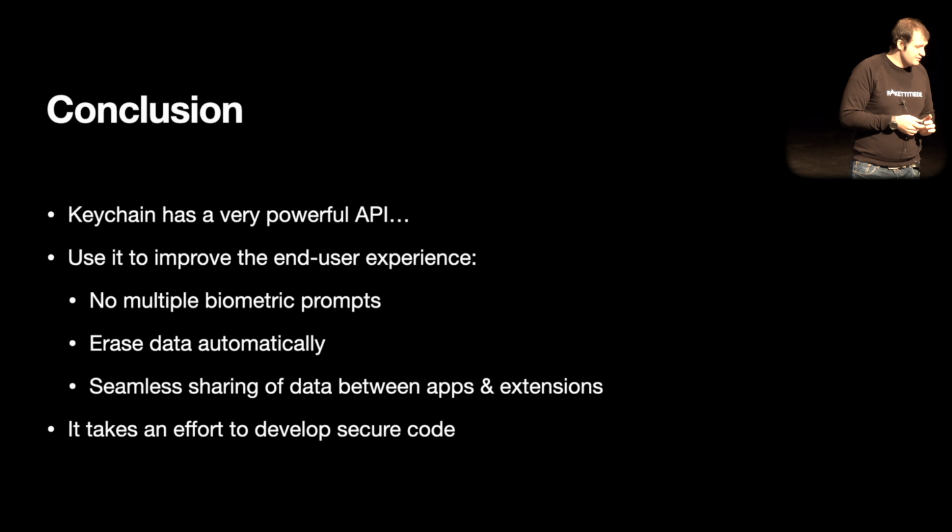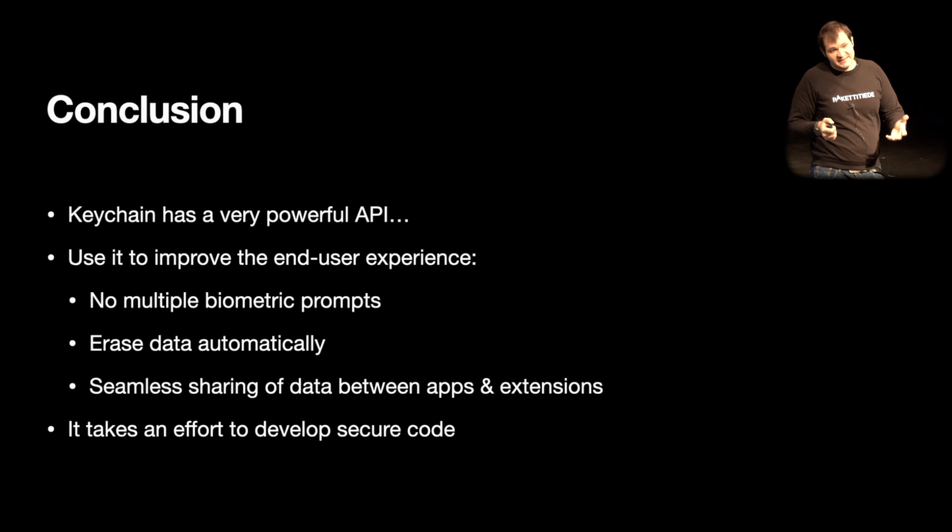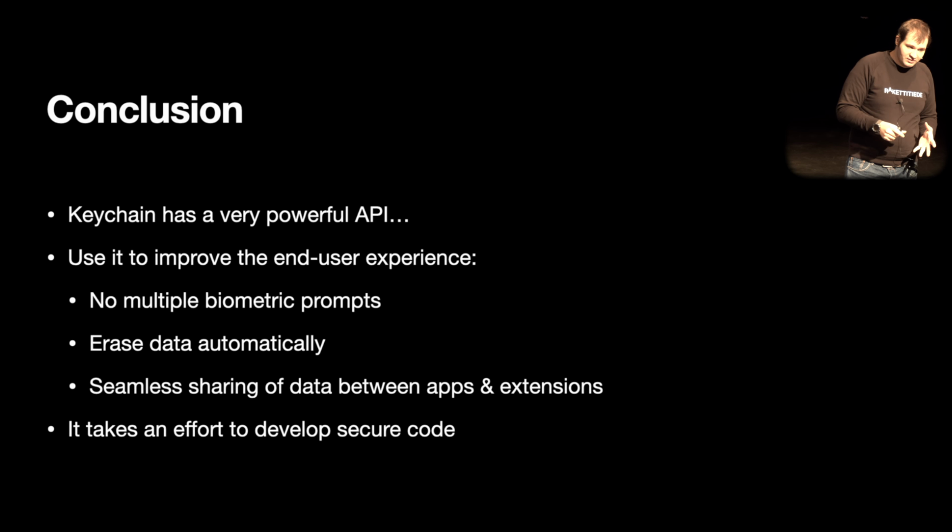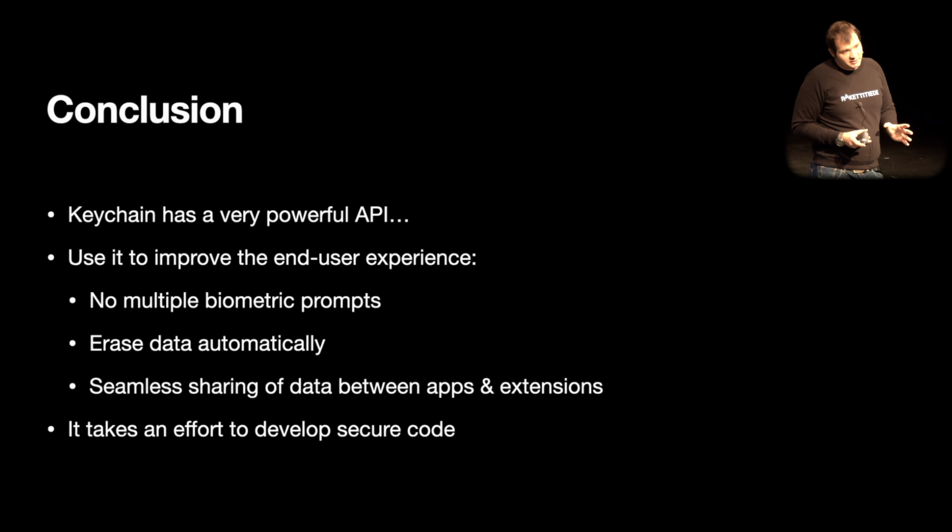And to conclude, the Keychain has a very powerful API. I recommend to use it to design different flows to improve your user experience. For example, no multiple biometric prompts like some authenticator apps do all the time. They prompt you like 3 times to just get 1 number. You know why now? The automatic data erasure, that when the user deletes the app, the data is gone as well, and it's secure, and seamless sharing of the data between multiple apps and extensions. So it takes an effort to develop secure code, but the Keychain not only can help you with that, but it can actually elevate your apps and extensions user experience.